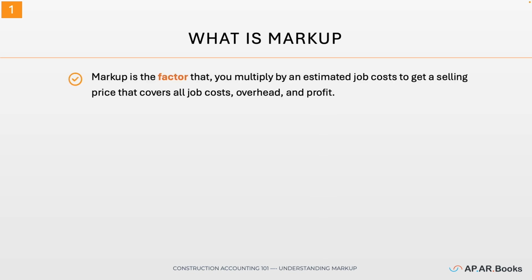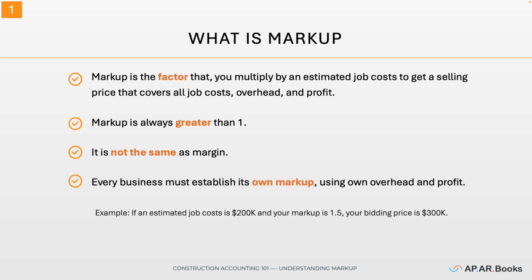Markup is the number that you multiply by your estimated job costs to get the selling price that covers all your costs, including overhead and profit. It's always greater than 1 because it builds on top of your base costs. And here's something important. Markup is not the same as margin. They're often confused, but they're very different. Every business needs to set its own markup based on its unique overhead and desired profit.